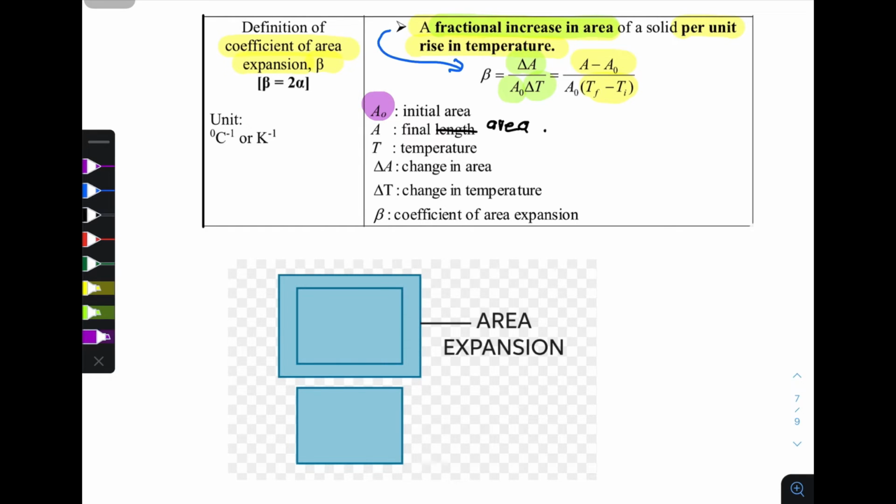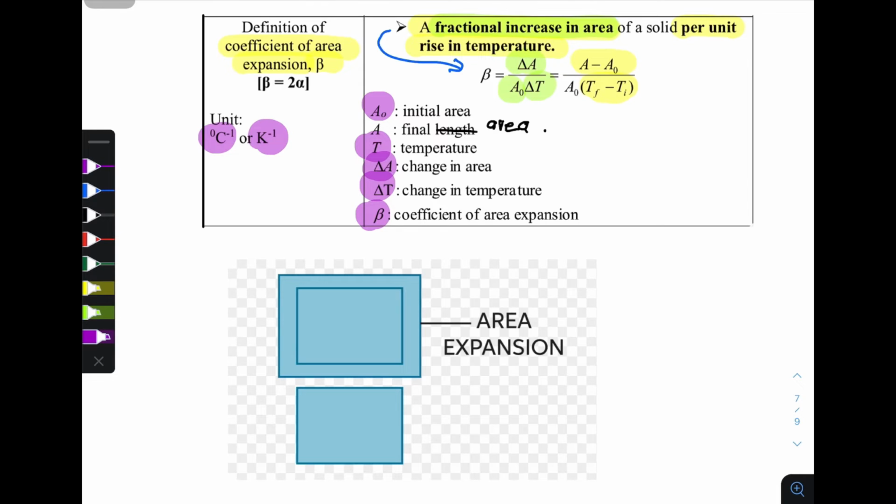Okay, so we have T is the temperature, delta A is the change in area, delta T is the change in temperature, and beta is the coefficient of area expansion. The unit for beta is either per degree Celsius or per Kelvin. To make it clear, we look at an example.